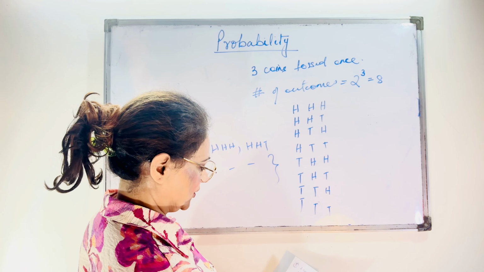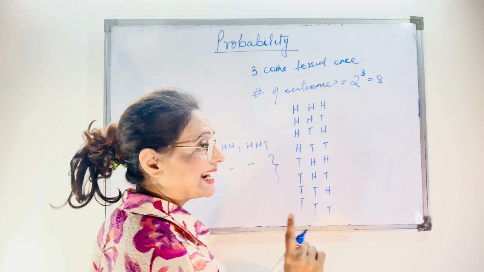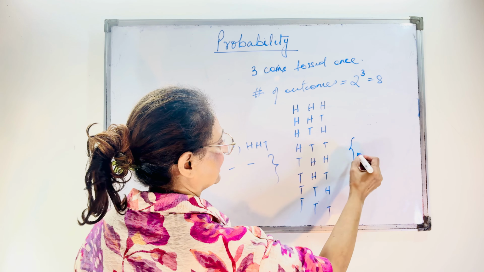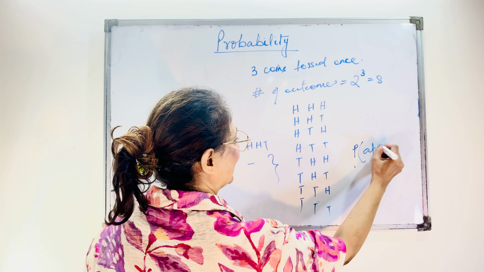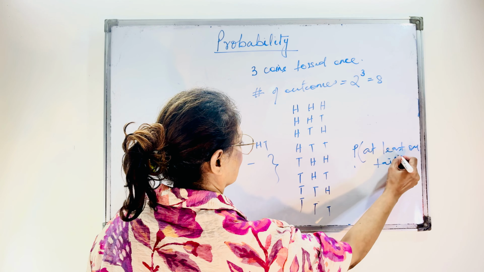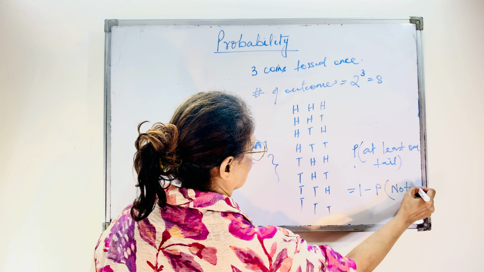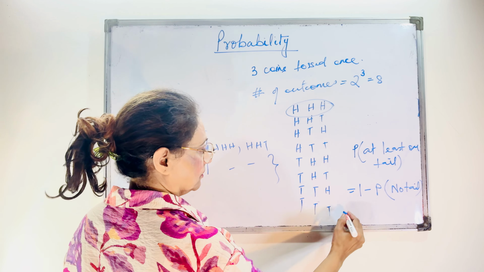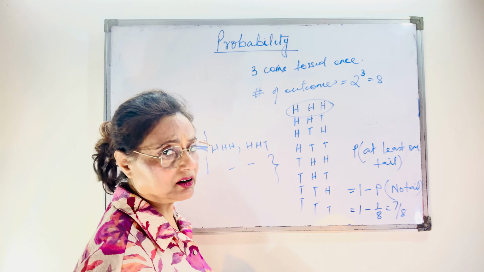Then whatever is asked, the question says, find at least one tail. Whenever you see at least, you need not take all the events which have one tail, two tails. At least one tail can be written like this: probability of at least one tail will be 1 minus probability of no tail. No tail is only this one. So 1 minus 1 by 8, so 7 by 8. Got it?